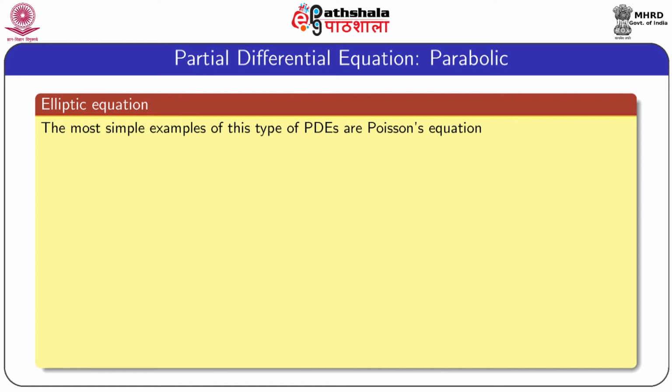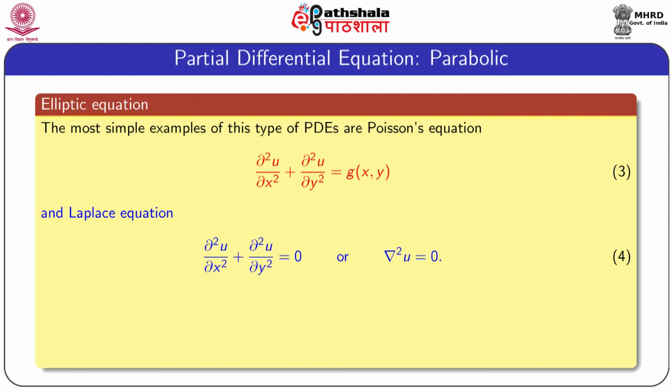Now, we consider three types of partial differential equation. The first one is the elliptic equation. The simplest example of this type of PDE is the Poisson equation, defined as equation 3. This is the two-dimensional Poisson equation. Note that the right hand side g is a given function of x and y. Another kind of elliptic equation is the Laplace equation, in which the right hand side is 0. That means when g is equal to 0, the Poisson equation is nothing but the Laplace equation.